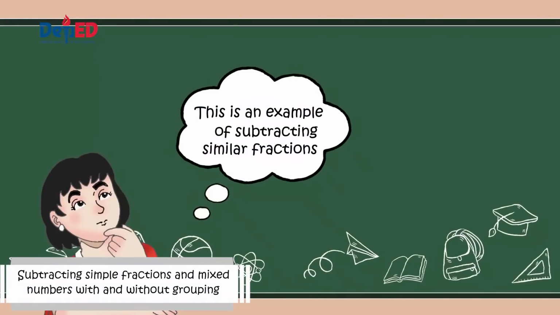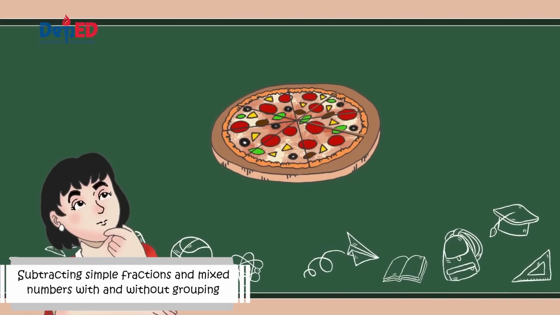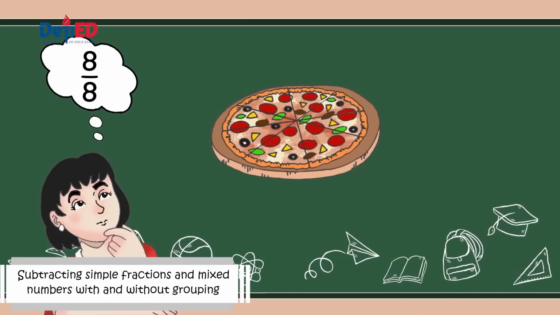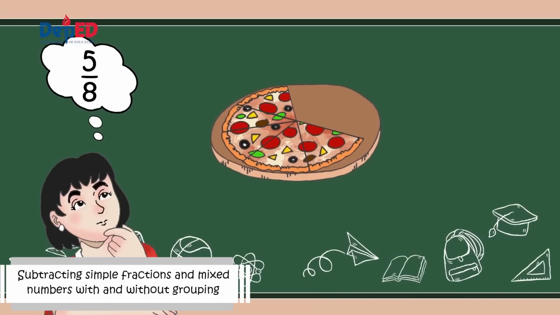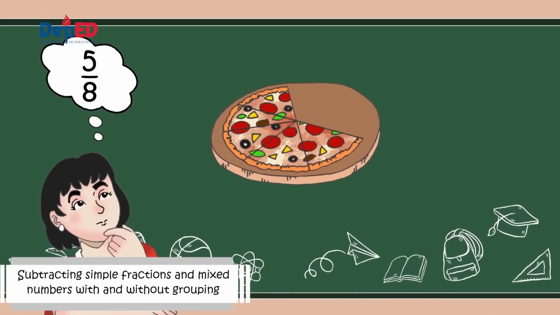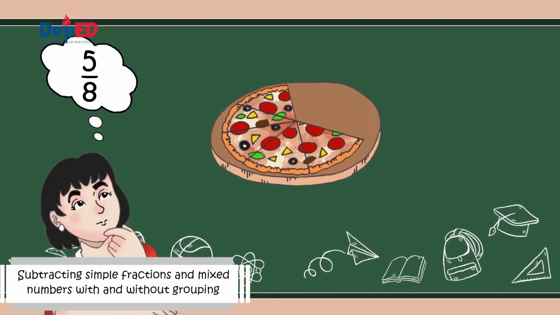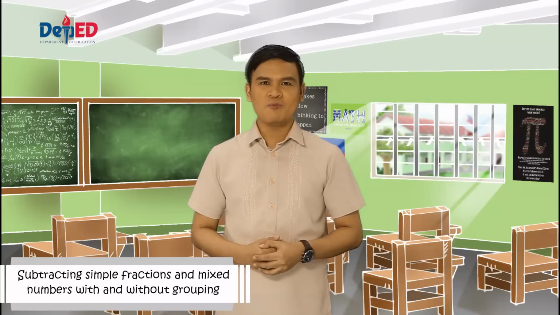This is an example of subtracting similar fractions. One whole divided into 8 equal parts is equivalent to 8 eighths. Minus or take away 3 eighths equals 5 eighths. In subtracting similar fractions, subtract only the numerators and copy the common denominator. Reduce to lowest term if possible.